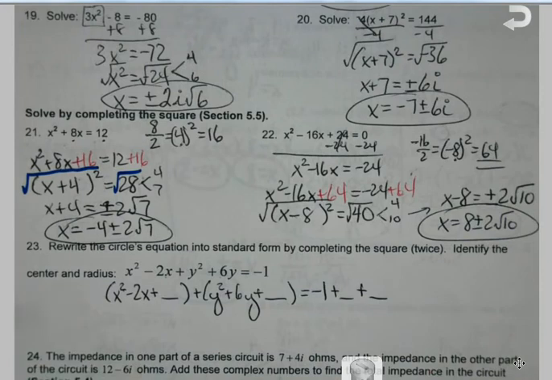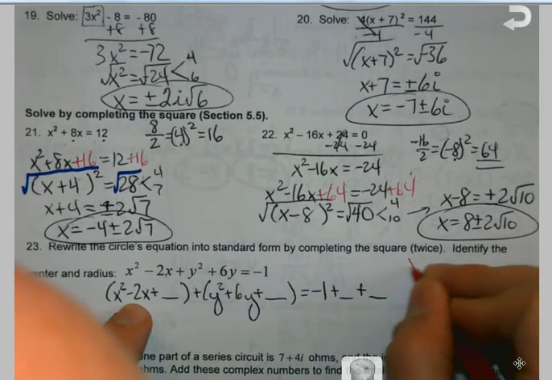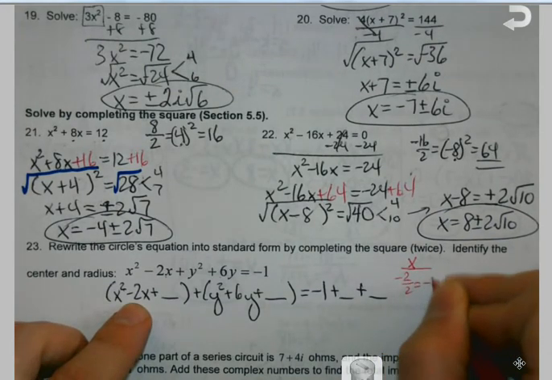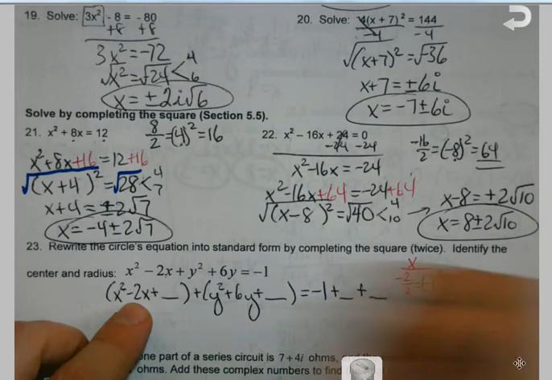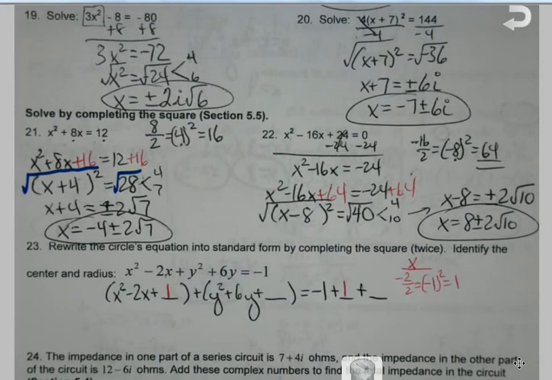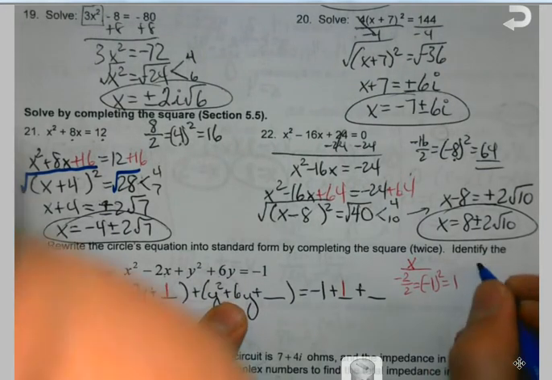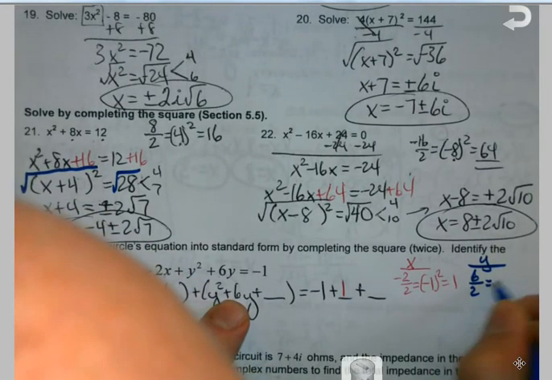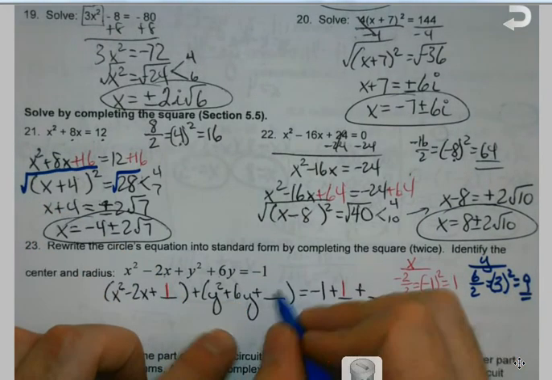For my x number, I just take the -2 and divide by 2, and then square it. Get one of those on each side. When I do my y's, I take my b value, divide it by 2, and square it.